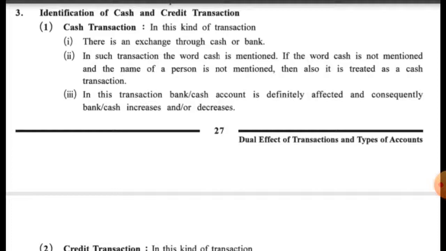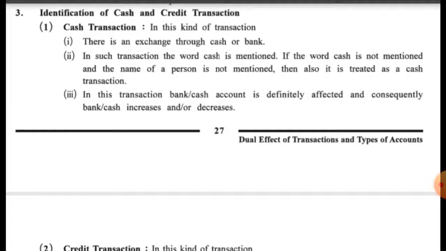For example, if it is given in the question that goods worth rupees 5000 purchased on cash, then it is clearly identified as a cash transaction. If the word cash is not mentioned and the name of the person is not mentioned, then also it is treated as a cash transaction. Even if the name of the person from whom the goods have been purchased is not mentioned, it is treated as a cash transaction.